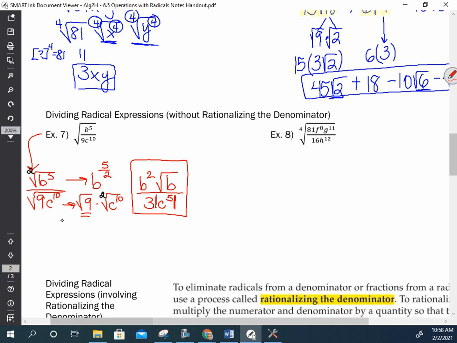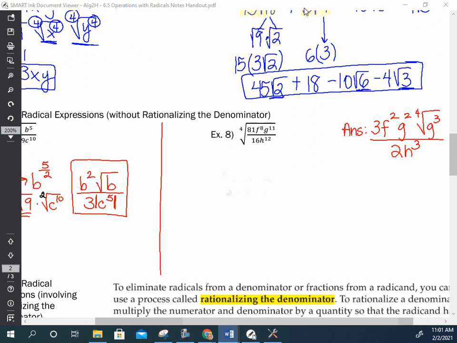Any questions, example 7? All right. Example 8. So let's simplify. First things first, separate the two parts.